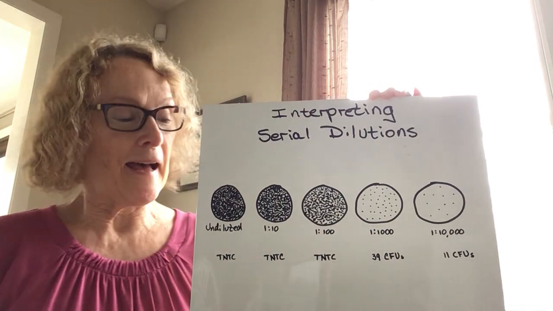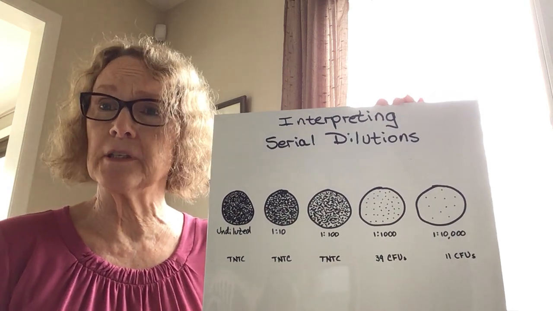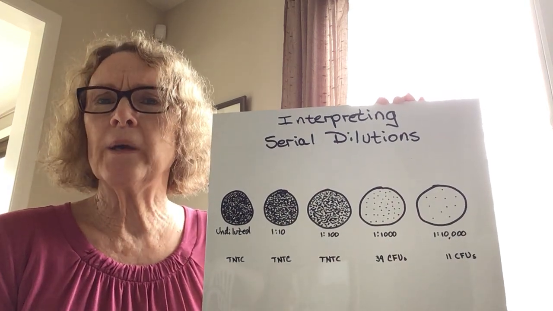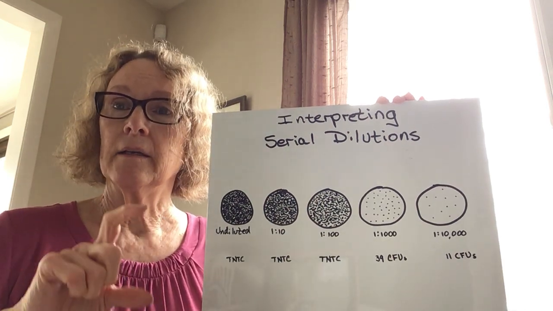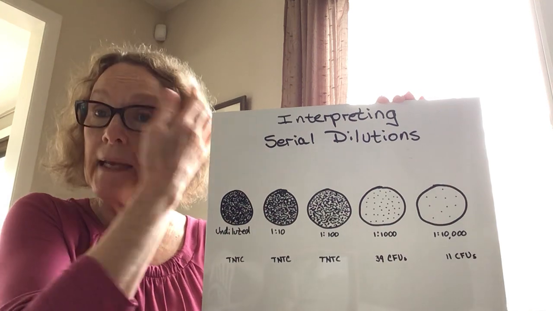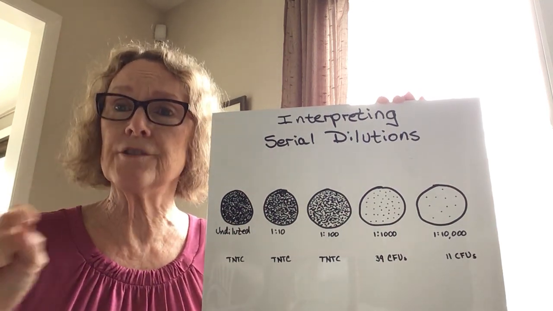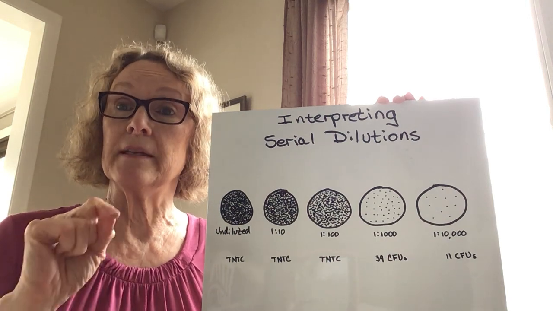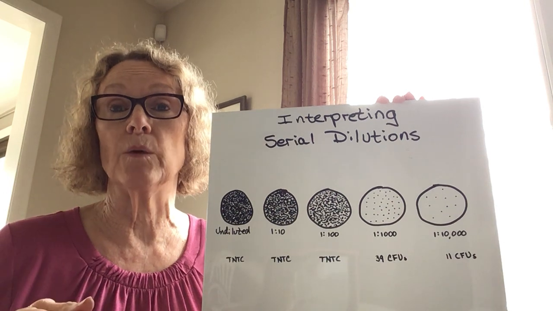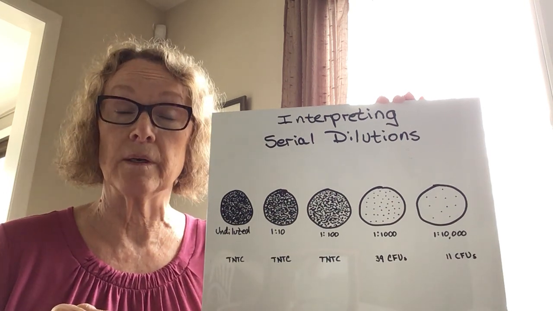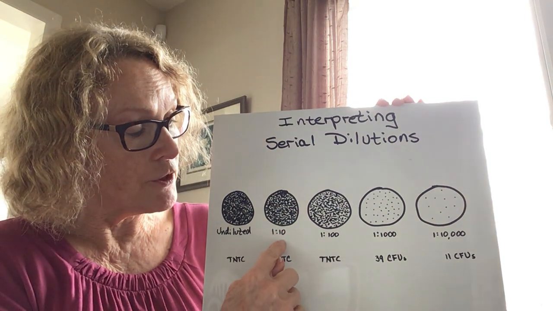Hello again. I want to continue now with the study of serial dilutions and the milk lab. In the milk lab, we would have had dilution blanks, which contain 9 milliliters of sterile water. Into those, we would have put the initial 1 milliliter of our milk sample, whether it was the outdated or the fresh milk. That would have been the first 1 to 10 dilution.